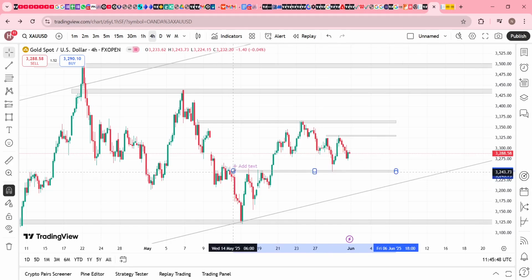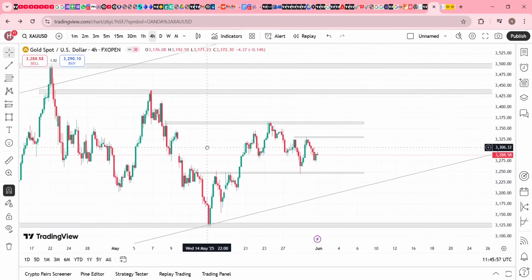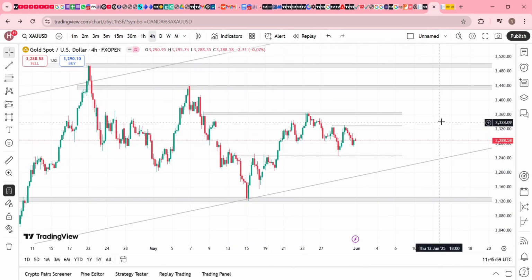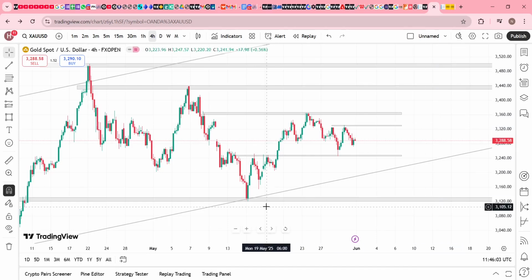So this is what I see here. We have this demand zone that has equally been supported right back here. This zone has been supported right back here. Okay, so this is what I see on the 4 hours. This is what I can see on the 4 hours for the moment.